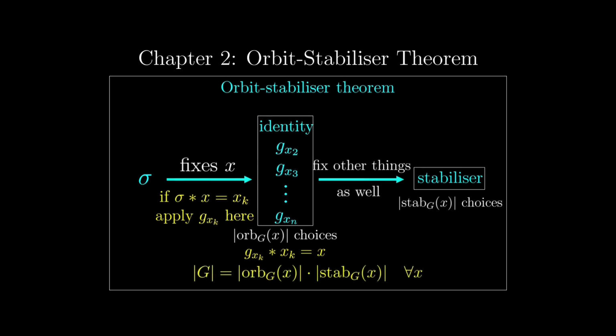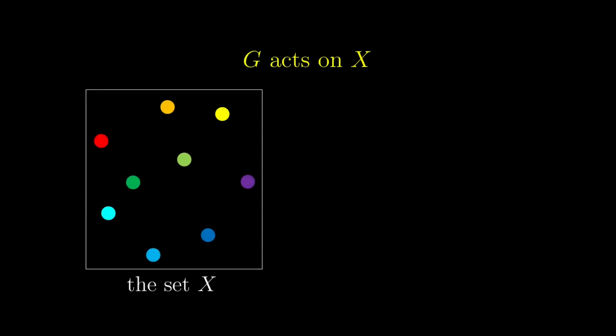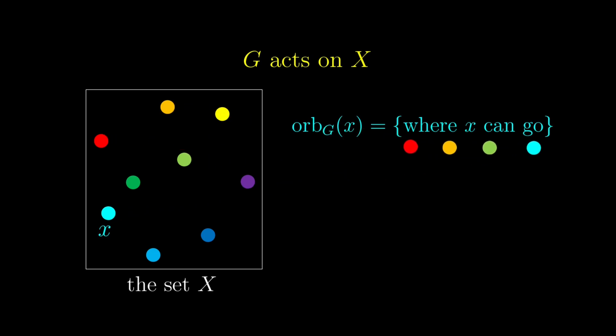Let's say we have a group G acting on a set X, and here we illustrate the set X as these dots. Let's say we pick this dot as little x, then we will define its orbit to be where little x can go under the action of symmetries, so all it contains has to come from the set X. On the other hand, symmetries that fix x form the stabilizer of x.